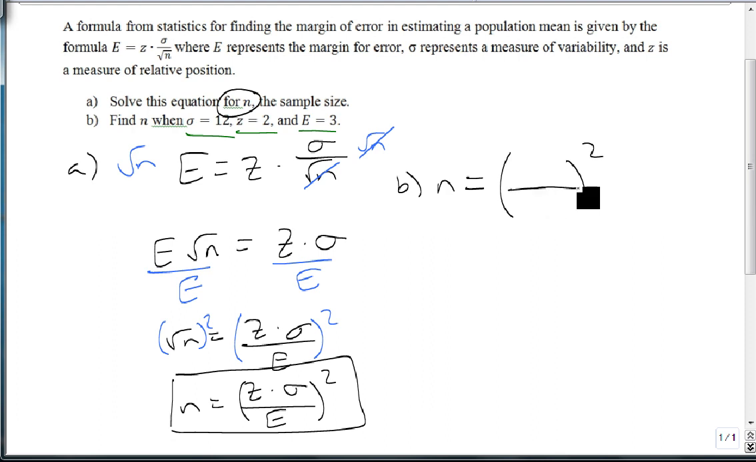On top we get 2 times 12. On bottom we get a 3. 12 divided by 3 is 4. 2 times 4 is 8. And 8 squared is 64. So in order to have a variability of 12, a relative position of 2, and a margin for error of 3, I had 64 people in my original population.